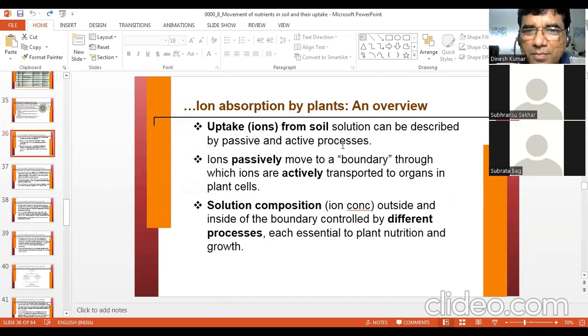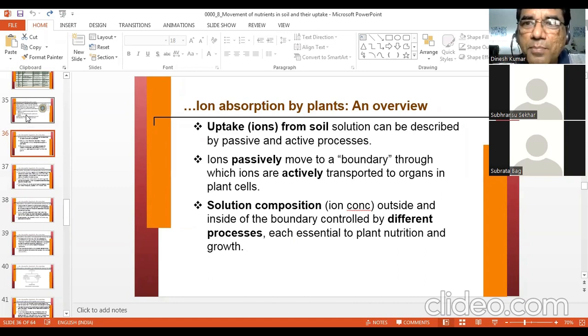Sir, please repeat once. I repeat that water uptake is mostly by root hair, but it can be taken up by other parts of the root, like the elongation zone, maturation zone, apical parts, different parts of the root. So water can be taken up by other parts of the root. It is not the exclusive right of the root hair, but most of the water uptake happens by root hairs.